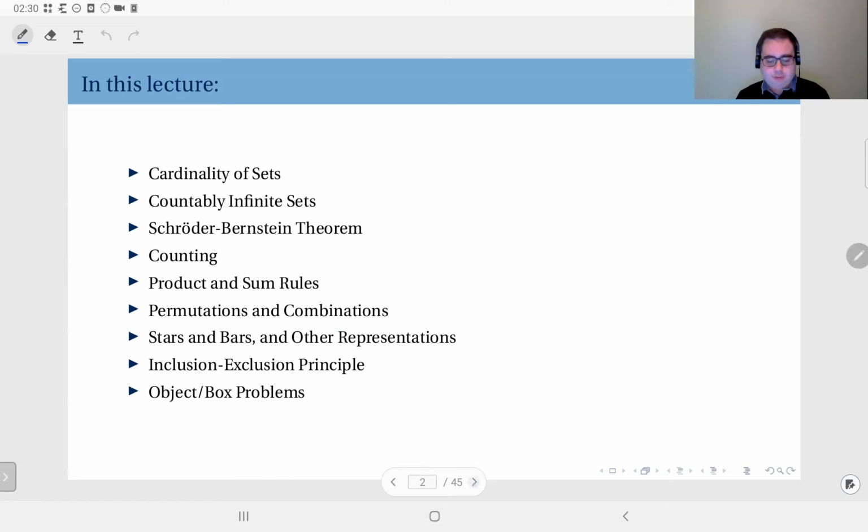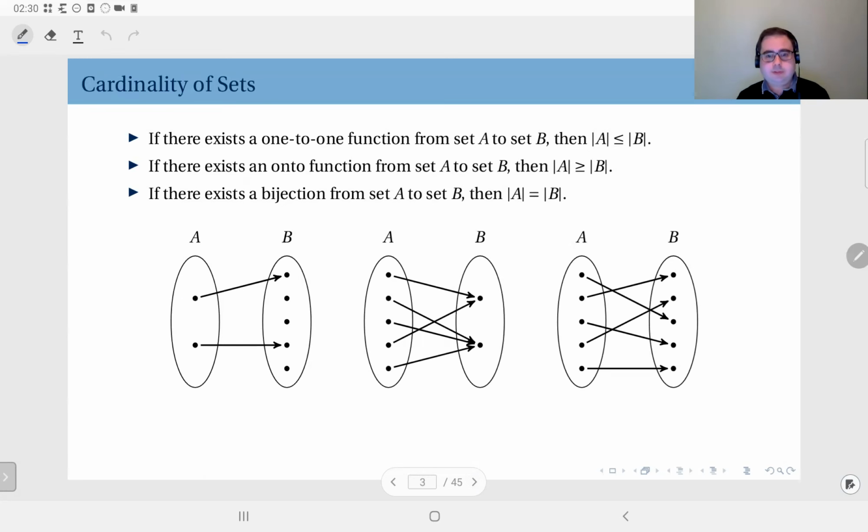So let's start with cardinality of sets, and this is essentially based on functions. Cardinality of sets has a lot to do with functions that we can define from one set to another. And the main results are here. If there exists a one-to-one function from set A to set B, then the cardinality of set A is less than or equal to the cardinality of set B. And this is demonstrated here.